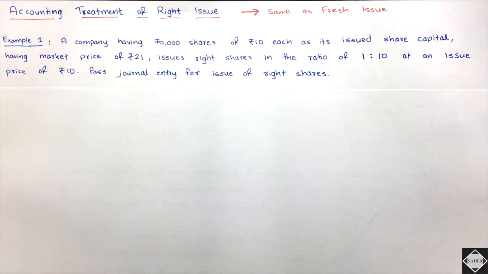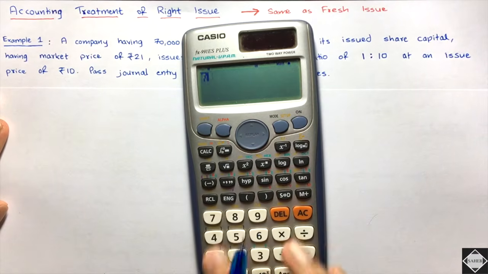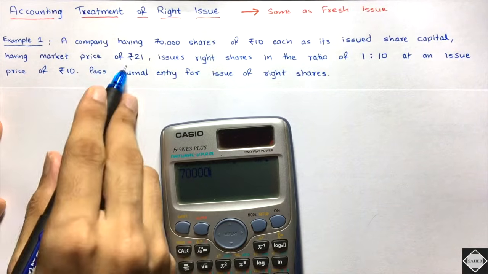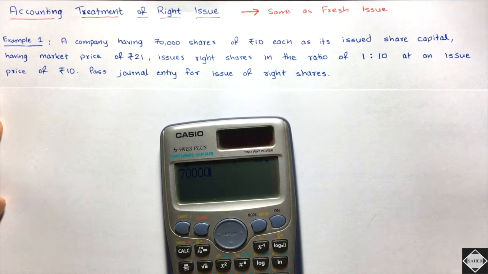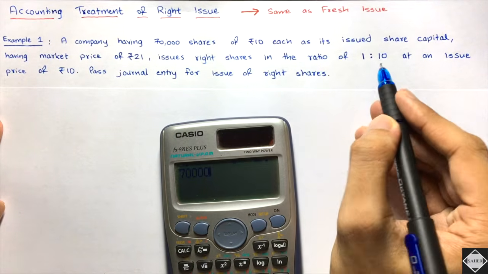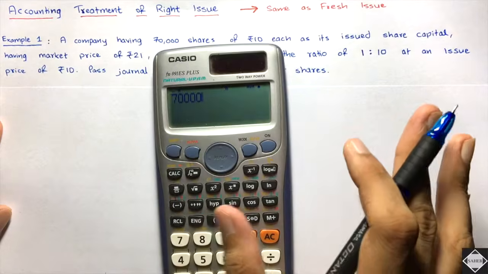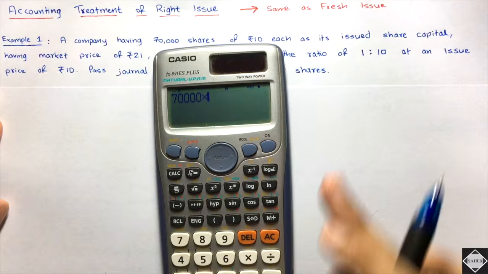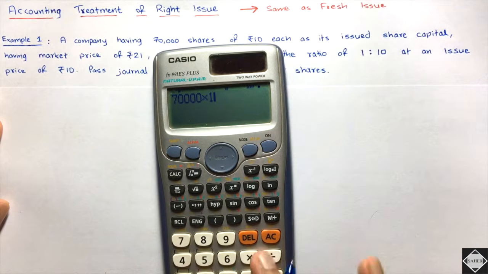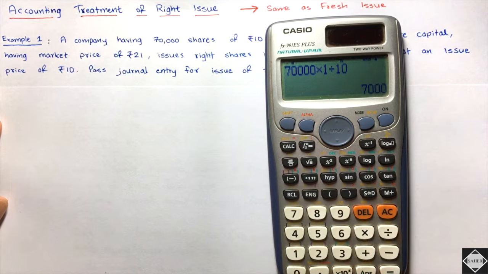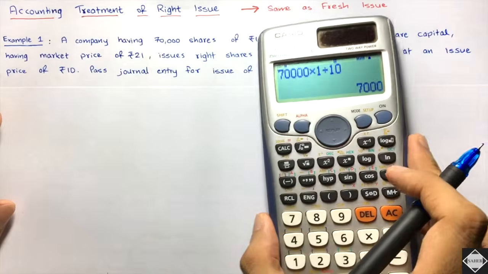So what's happening over here? A company has existing 70,000 shares, and they have given you the market price of rupees 21, which is not helpful for you right now. The right shares are issued in the ratio of 1:10. First you have to calculate how many right shares are issued, because you're doing accounting of that. 1:10 means 1 divided by 10, so 7,000 right shares. Understood?